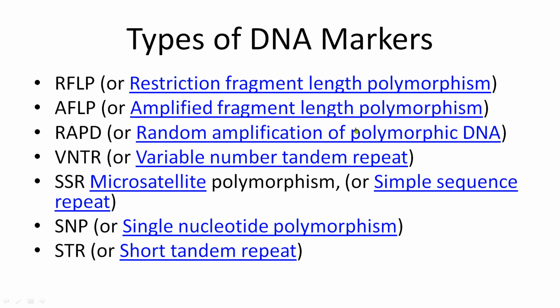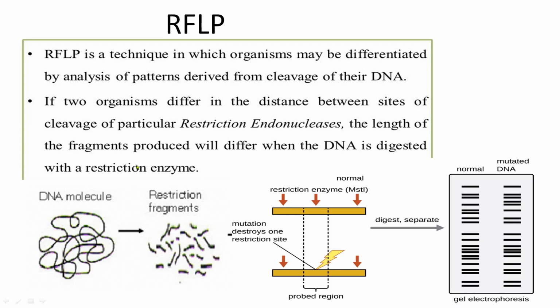Next is the types of DNA markers. Some of the DNA markers are restriction fragment length polymorphism, amplified fragment length polymorphism, random amplified polymorphic DNA, variable number of tandem repeats, microsatellites or simple sequence repeats, single nucleotide polymorphism, short tandem repeats, and so on. There are various other markers also, but we will discuss only a few of them because this is a chapter on marker-assisted selection. We'll know the mechanism of how the DNA marker works, and then move on to the marker-assisted selection technique.